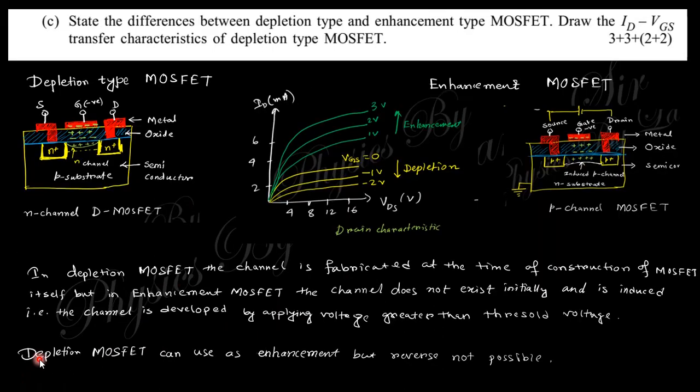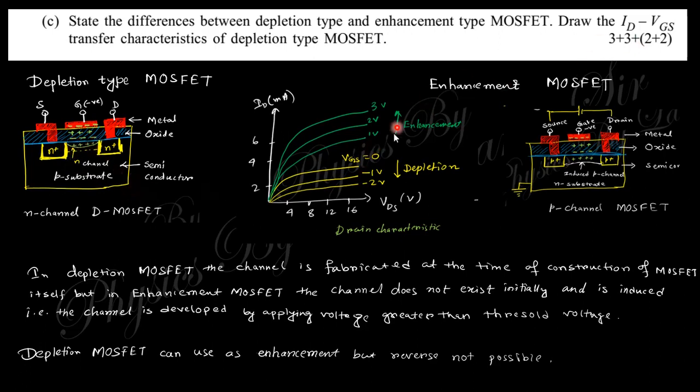Next question. State the difference between the depletion type and enhancement type MOSFET. In the depletion type MOSFET, there is an additional doping here in the channel, and in the enhancement MOSFET, there is no additional doping here. These are the induced, and this is the doped here. This is the basic difference.